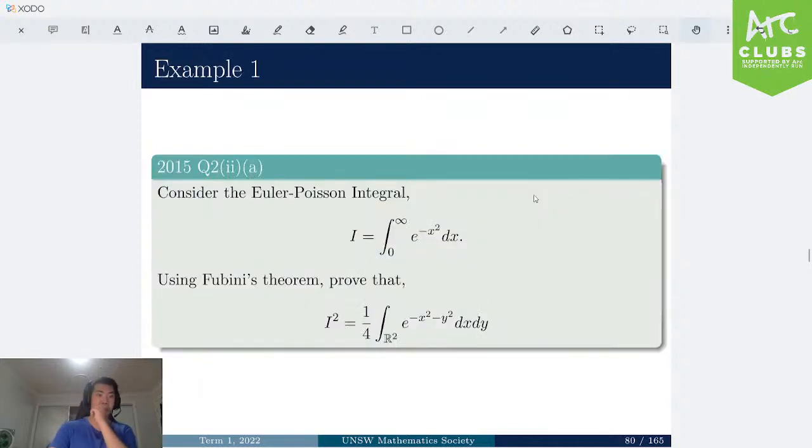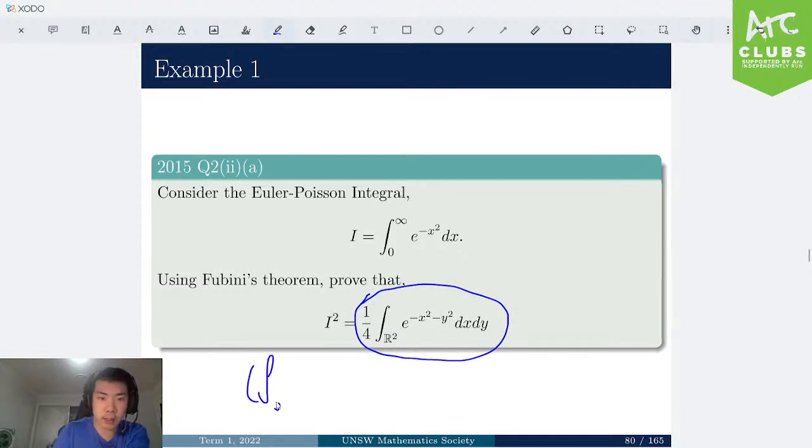So first example here, consider the Euler-Poisson integral. So I equals the integral from 0 to infinity of e to the power of negative x squared dx. Using Fubini's theorem, prove this. Okay. So we're looking at I squared here, and usually for a proof question, you want to start from one side and get to the other side. In this case, let's start with our right-hand side because it looks more complicated, and we'll try to work backwards to get to I squared, or in other words, we're going to try to get this here.